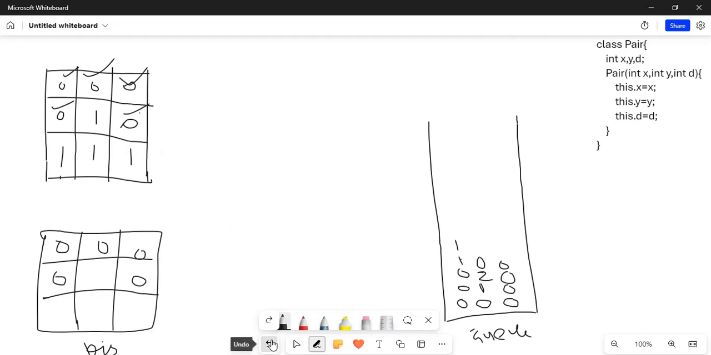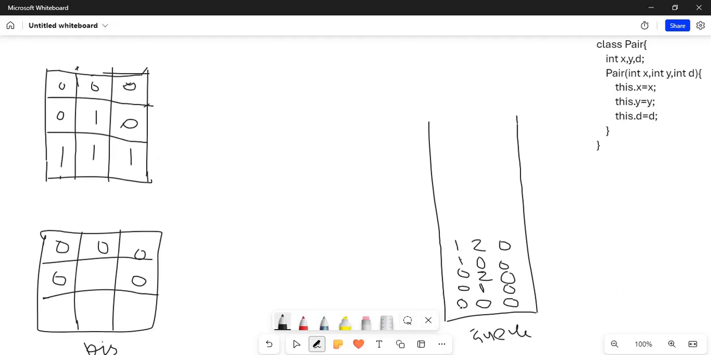So we are able to find all the zero values. This will be the first step. Now let's try to iterate, and now let's start the BFS approach.